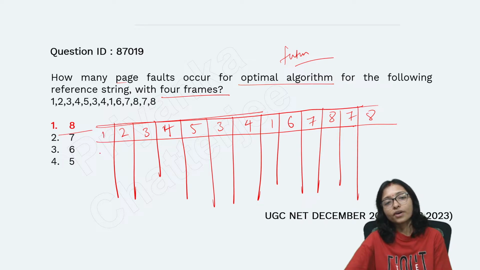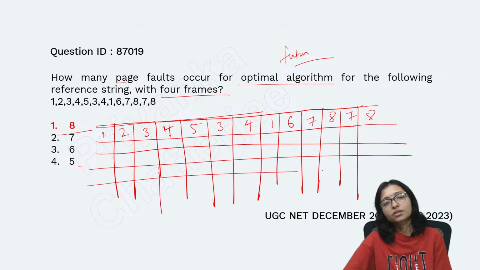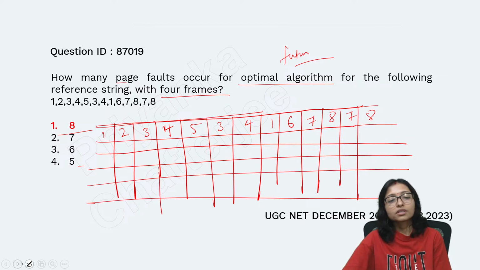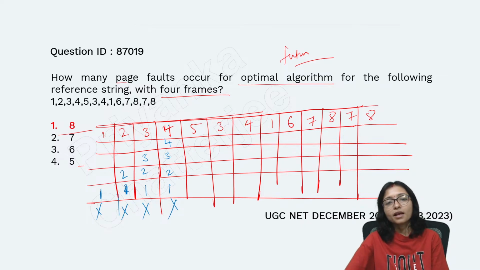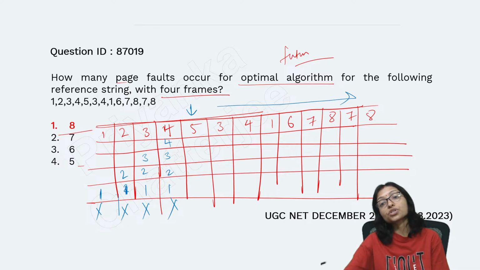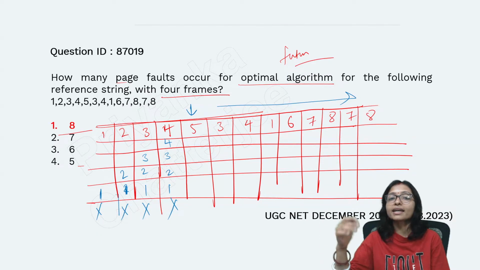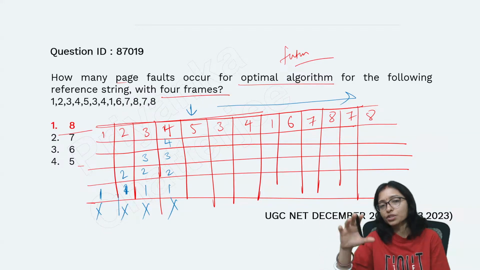Now there are 4 frames. So 1, 2, 3 and 4. These are the 4 frames available for you. Now 1 is a miss because it is coming for the first time. Then 1, 2, this is also a miss. 1, 2, 3, this is also a miss. 1, 2, 3, 4, this is also a miss. They are coming for the first time. After that, whenever 5 is coming, you have to think about the future. I am going to replace the one which is not going to be used in the nearest future.